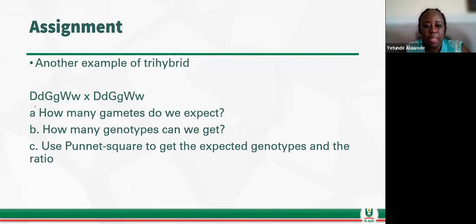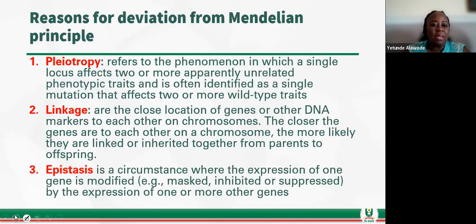This is your assignment. I've already done the something for you. All you need to do is just to self find the F2 generation. This is the F1, and it is self here. So you have to find how many gametes we expect and the genotype. So you use the Punnett square to get the expected genotypes and their ratio. This is another assignment. Please attempt it.